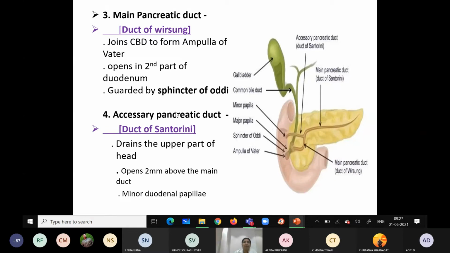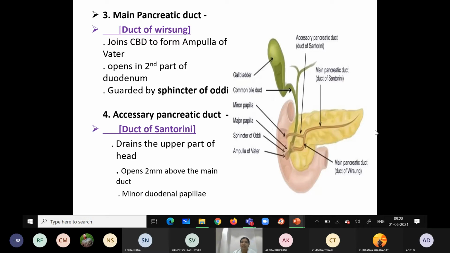So only one point I would like to highlight is that the main duct, that is the duct of Wirsung, drains the whole tail and body and a few parts of the head, carrying pancreatic juice into the ampulla of Vater, whereas the accessory duct drains only the upper part of the head of the pancreas, right? And it opens into the first part of the duodenum, whereas the main duct opens into the second part of the duodenum.